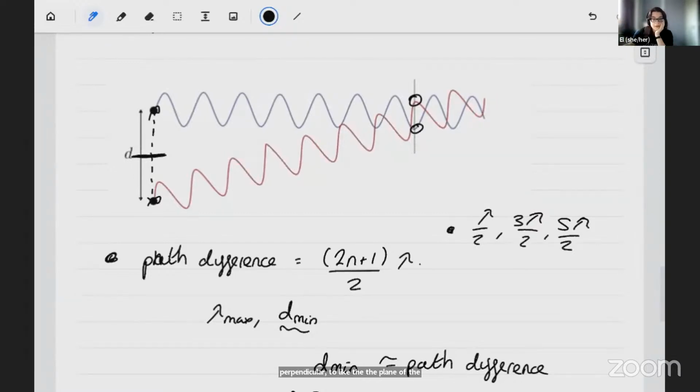I'll just check if there's any questions. Can you draw the diagram with wavefronts?